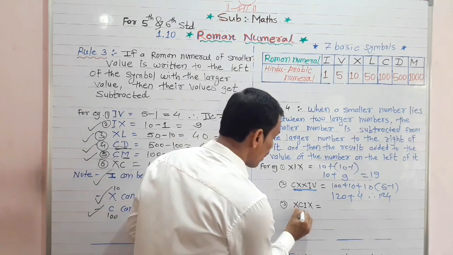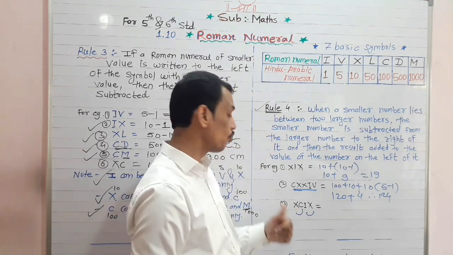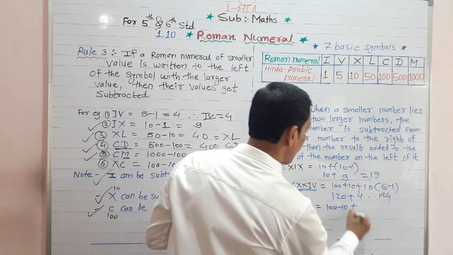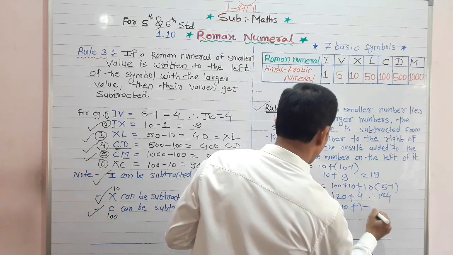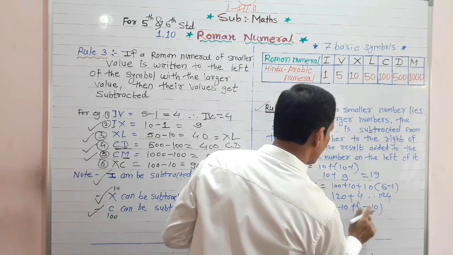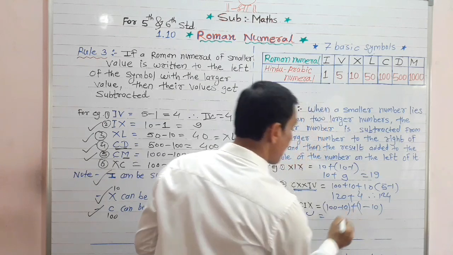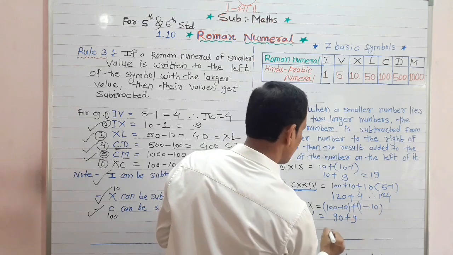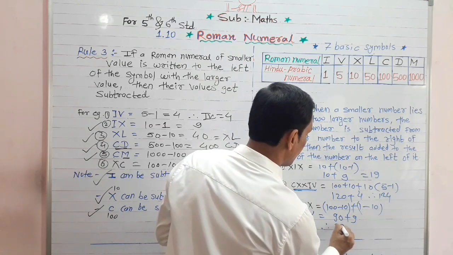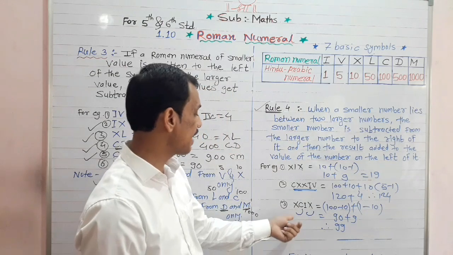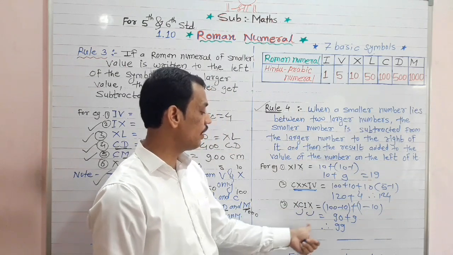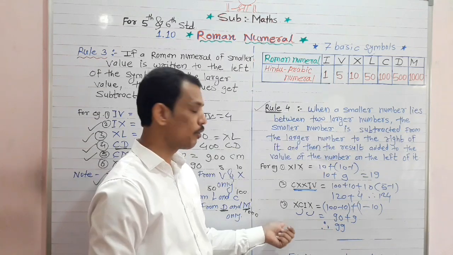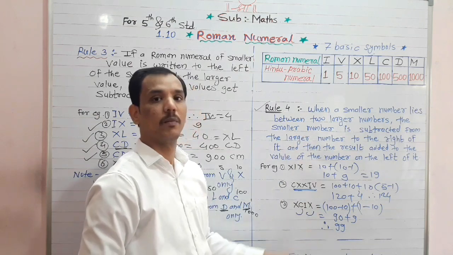Here the smaller value comes to the right side of the bigger value, so we do first subtraction and then their addition. So here 100 minus 10 plus 10 minus 1. So these are the two brackets here. So 100 minus 10 we got 90, plus 10 minus 1, 9. So therefore this is 99. So for 99 we can write this Roman symbol, that is XCIX. Okay students, you don't have any confusion. It is so simple. Go through rule number 4.